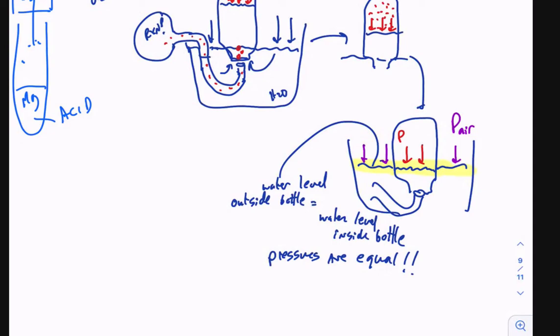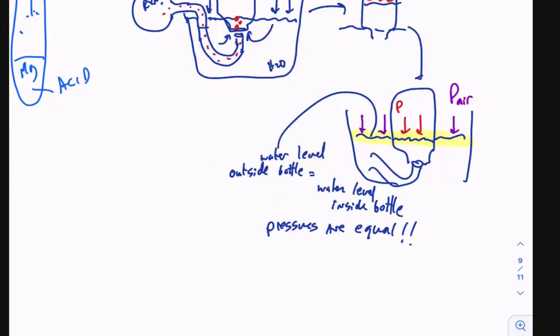Right, just like a manometer, right? If they're pushing equally, then the water level is the same on both sides. So this is useful because now we know the pressure in the bottle, because it's the same as the barometer reading. But there's one catch.